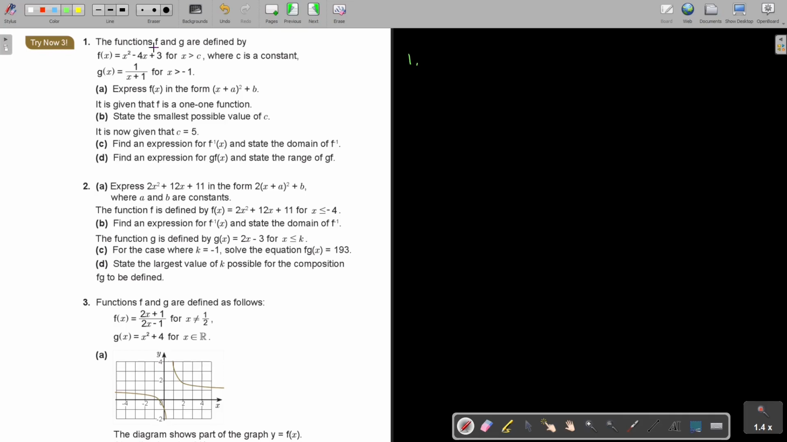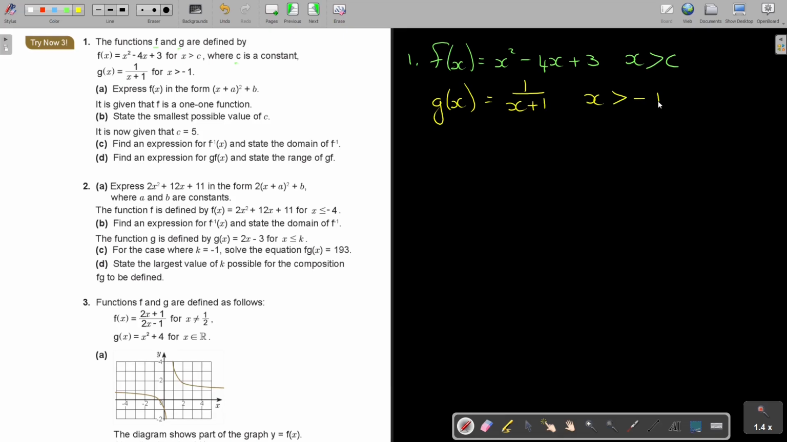The functions f and g are defined by f(x) equals x squared minus 4x plus 3, where x is bigger than c, where c is a constant, and g(x) equals 1 over x plus 1, where x is bigger than negative 1. Express f(x) in this form.